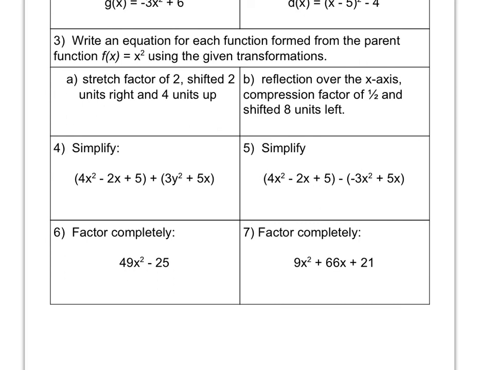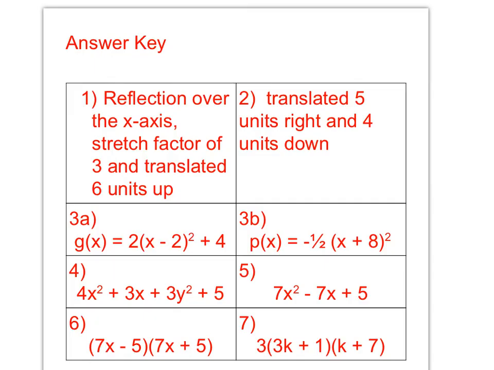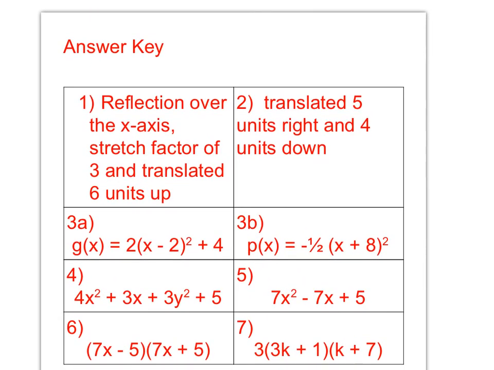4, 5, 6, and 7. 4 and 5 are just simplifying, and 6 and 7 are factoring. And if you go to the last slide on this video, the last slide has the answers. So this is where you will check your answers, but I would wait and do the questions first.